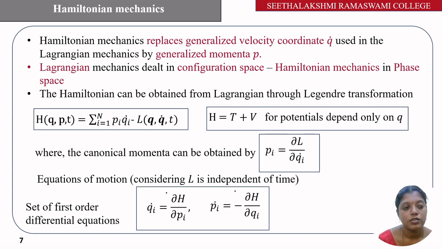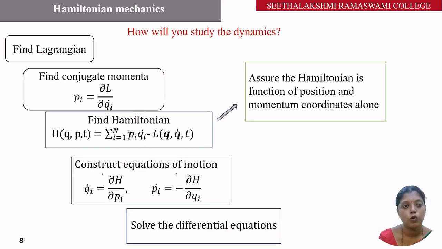Finally, with the obtained Hamiltonian, you can obtain the equations of motion: q dot equals dou H by dou p, and p dot equals minus dou H by dou q. So this is the procedure to obtain the Hamiltonian and Hamilton's equations of motion.